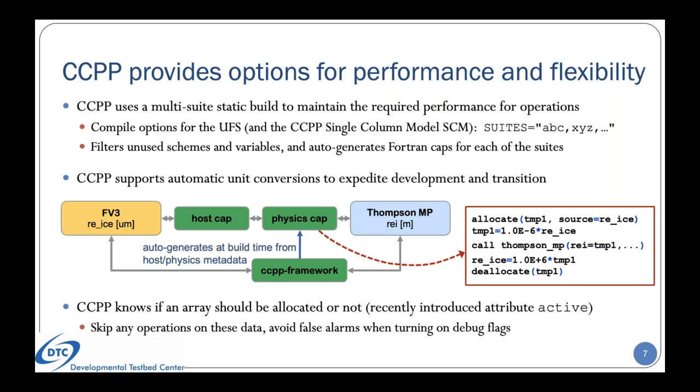Recently, we also added a new attribute called active to the metadata, which tells the CCPP whether an array should be allocated or not, depending on some runtime flags. So the good thing about this is it allows the CCPP to skip any operations on these data if they're not required or not even allocated, and to avoid false alarms when turning on debug flags, such as out of bound reads.